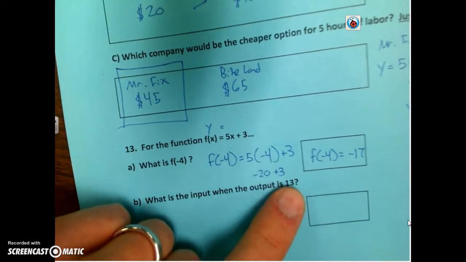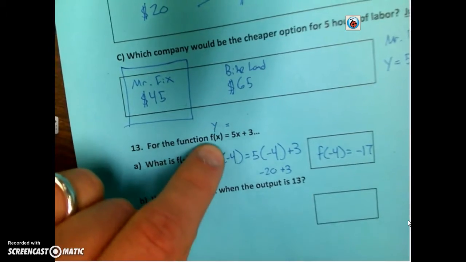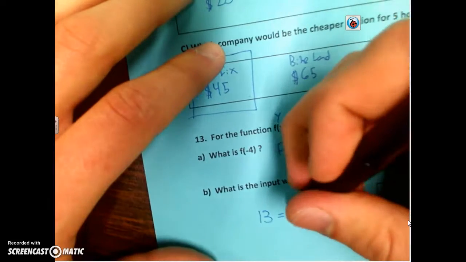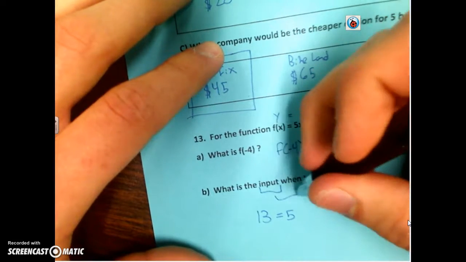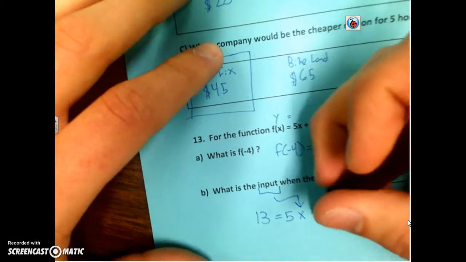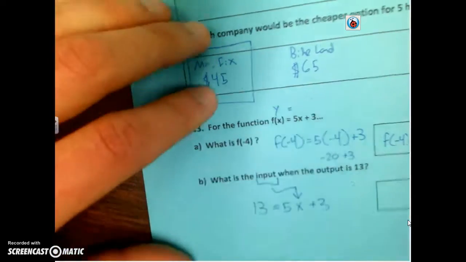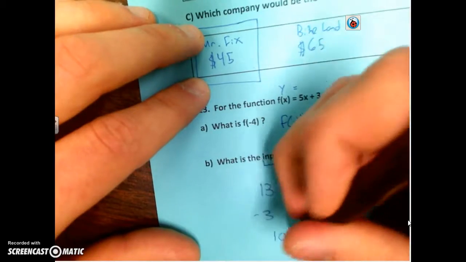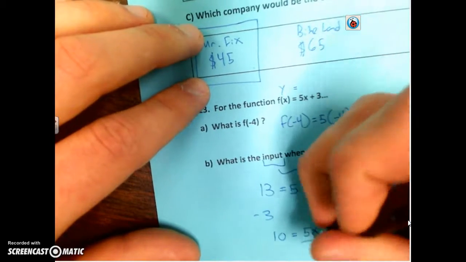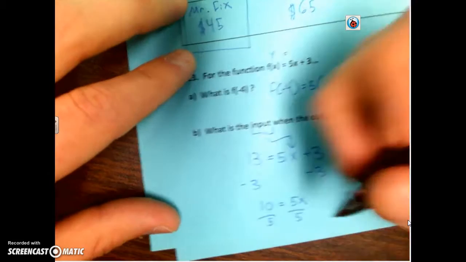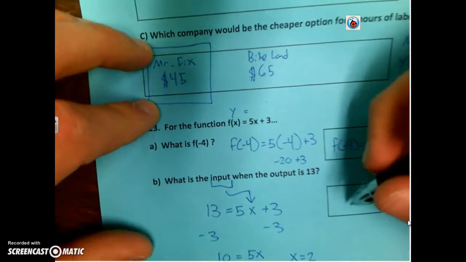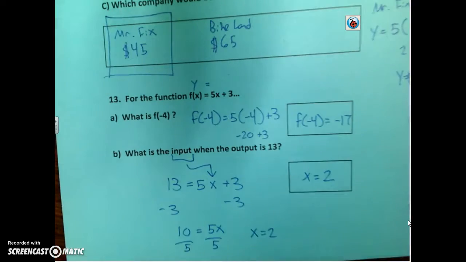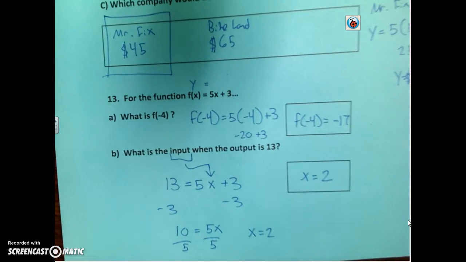Okay? And then for this one it says, what is the input when the output is 13? Output is like our y variable, or this f of x. So this time we're setting up our equation equal to 13. We're trying to solve for the input. Right? Input is that x. We're just solving this equation for x. Subtract 3 from both sides. 10 is equal to 5x. When I divide both sides by that 5, x is equal to 2. All right? So that's the input. If I wanted to get an output of 13, I have to put in a 2.